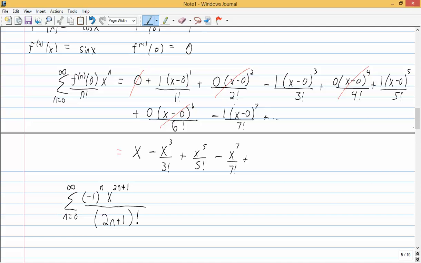So this is the generator for the series for sine of x. That is a Maclaurin series of sine of x.